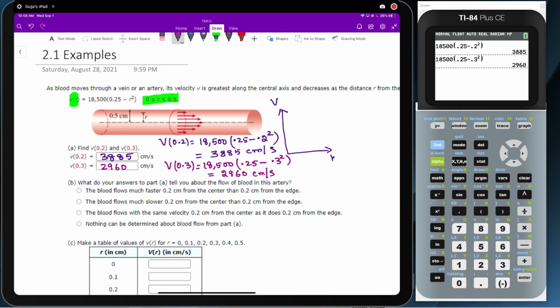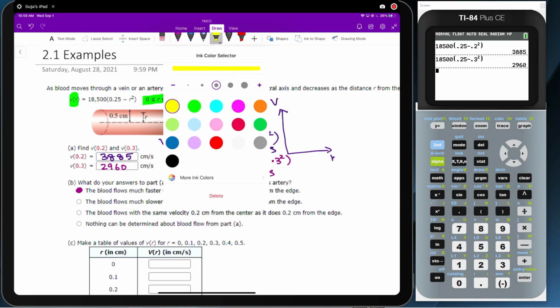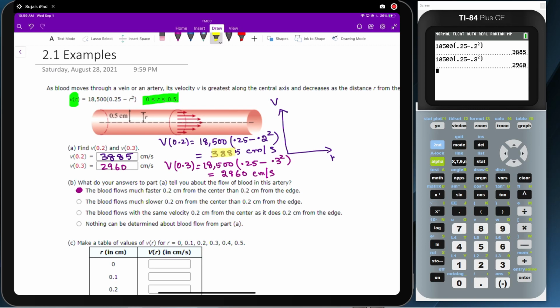Okay. So the second part of the question is, what does your answer to part A tell you about the flow of blood in this artery? From the choices given, the correct choice is A, because the blood flow is much faster, and we can see that the number here is bigger. The velocity at 0.2 is 3,885, and the velocity at 0.3 is 2,960. Therefore, the blood flow is much faster 0.2 centimeters from the center than 0.2 centimeter from the edge.